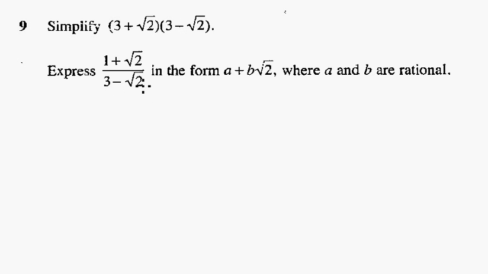You need to turn this number into an integer somehow. So how do you turn 3 minus root 2 into an integer? Well, you're going to need to multiply it by something. And this is what you do. If you have 3 minus root 2, you'd multiply it by 3 plus root 2. If you had 3 plus root 2, you'd multiply by 3 minus root 2.